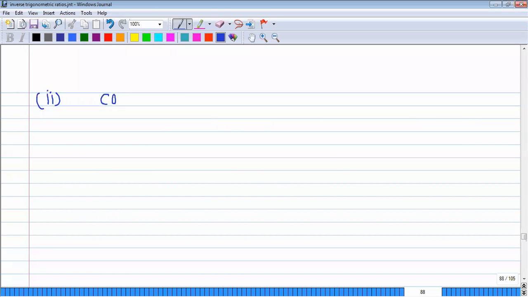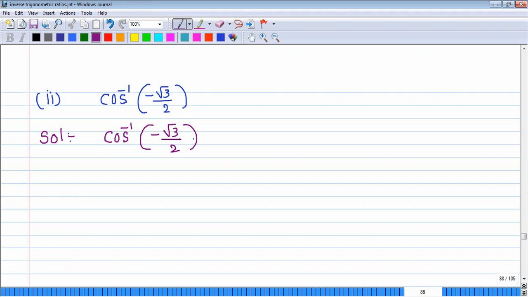Cos inverse of negative root 3 by 2. So you should be very careful about this value. Cos inverse of minus x value formula you need to recall. So cos inverse of negative root 3 by 2.